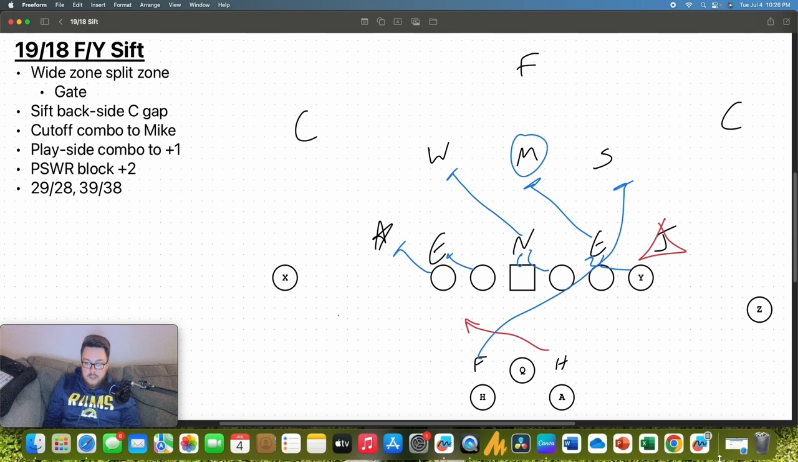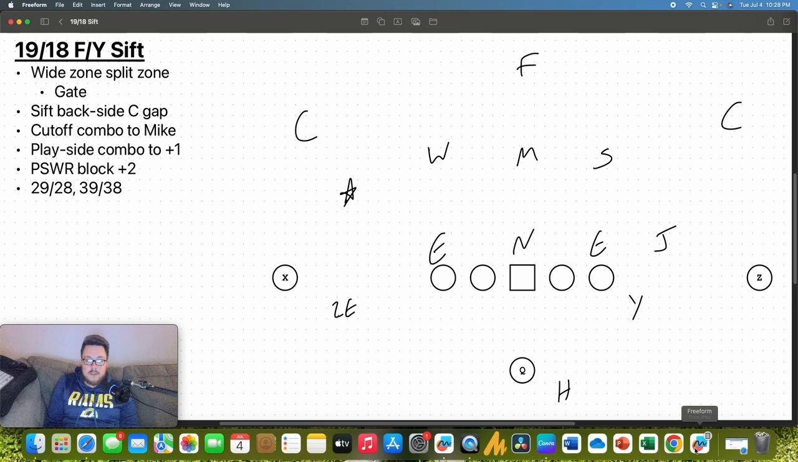But what I do like, if we want to run to an open side here, is running it to a two receiver surface and maybe getting some Y sift. So remember, we have only talked about F sift to this point. You can do it with Y sift if you want to do it out of maybe zebra personnel, and we're going to show one right here.